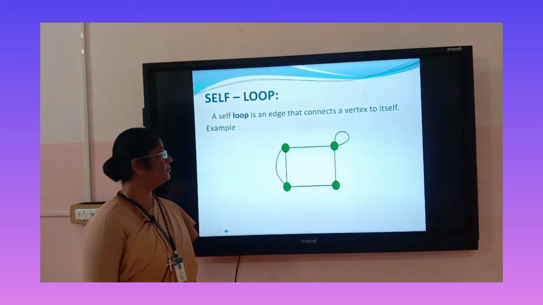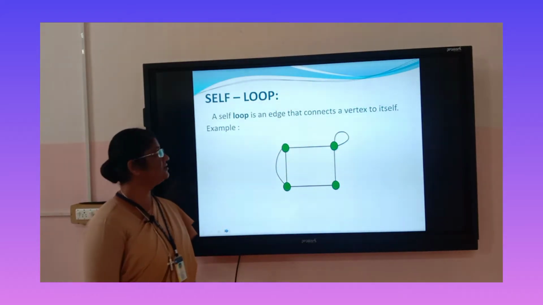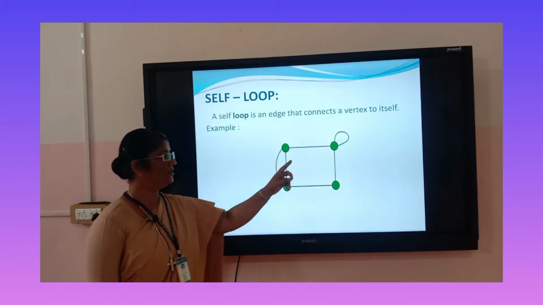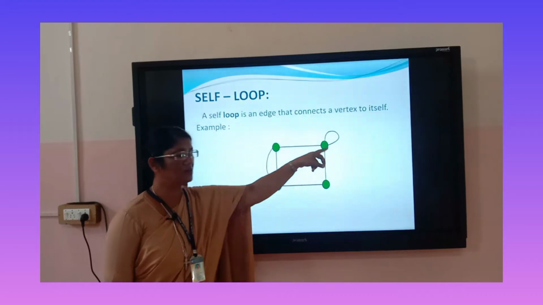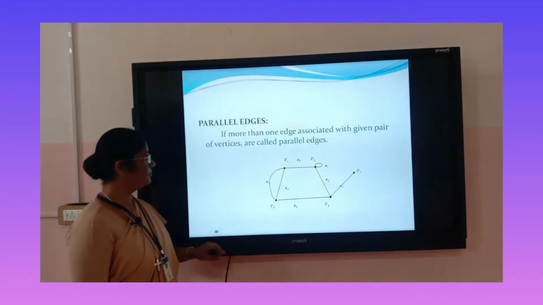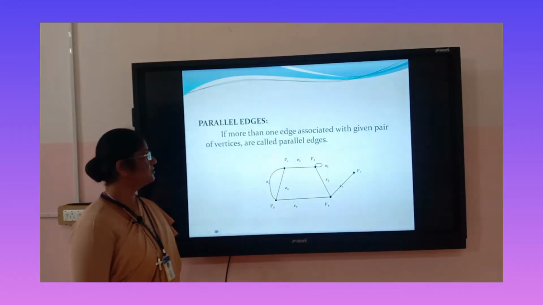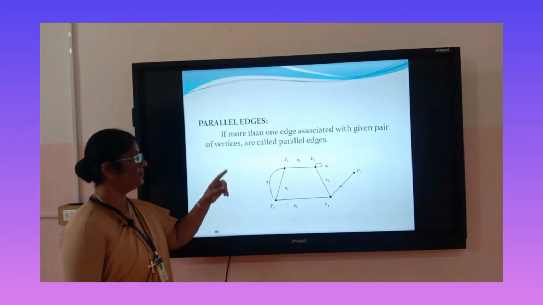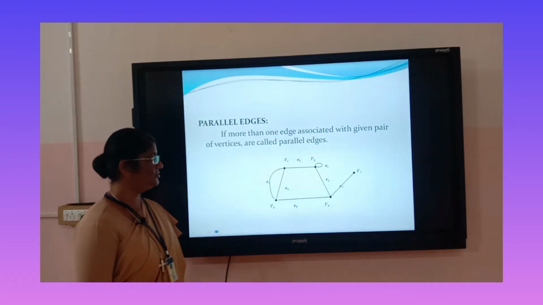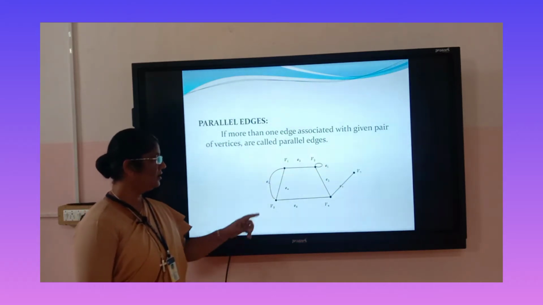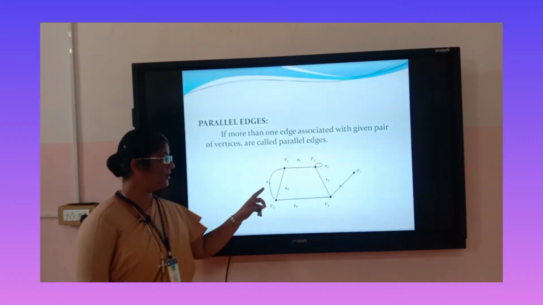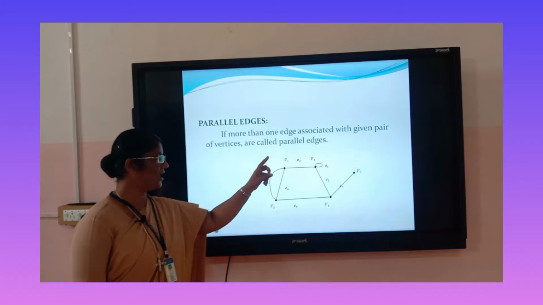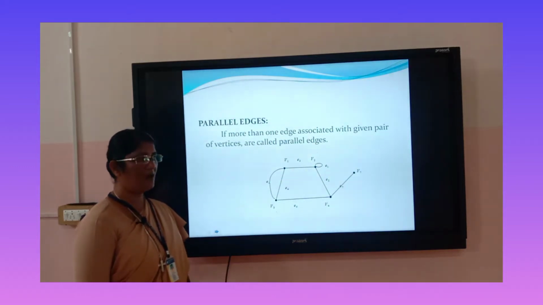Definition of self-loop. A self-loop is an edge that connects a vertex to itself. Example, this edge is called self-loop. Parallel edges. If more than one edge is associated with a given pair of vertices, they are called parallel edges. If we take E4 and E5, these 2 edges are called parallel edges because these 2 edges are connected with a pair of vertices V1 and V3.